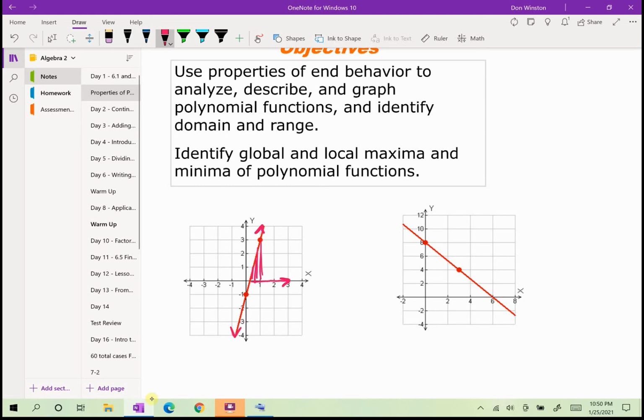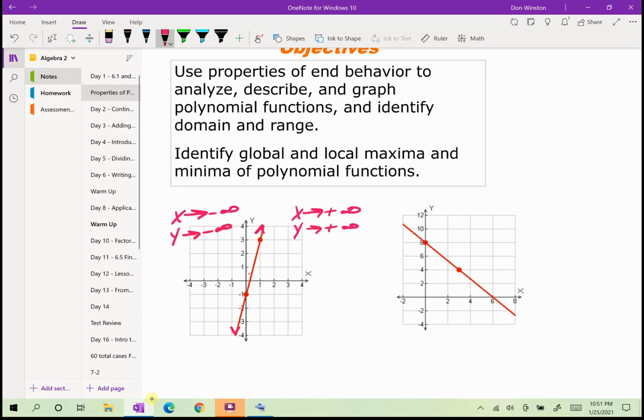Okay, so we would say the end behavior as x goes to positive infinity here, y looks like it's going to positive infinity. It's going up and up and up. As x goes to positive infinity, y goes to positive infinity. But now look here, as x gets more and more negative, what happens to the y value? Well, as x goes to negative infinity, notice that the graph is also going to negative infinity. So y goes to negative infinity.